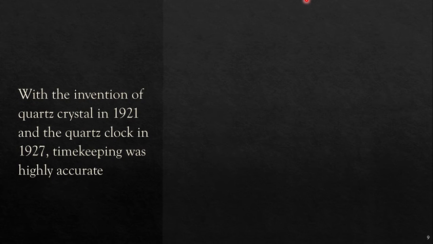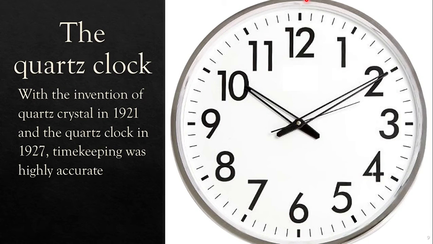With the invention of quartz crystal in 1921 and the quartz clock in 1927, timekeeping was highly accurate. This is the quartz clock, and we all would have probably seen this clock in our houses, public places, etc.